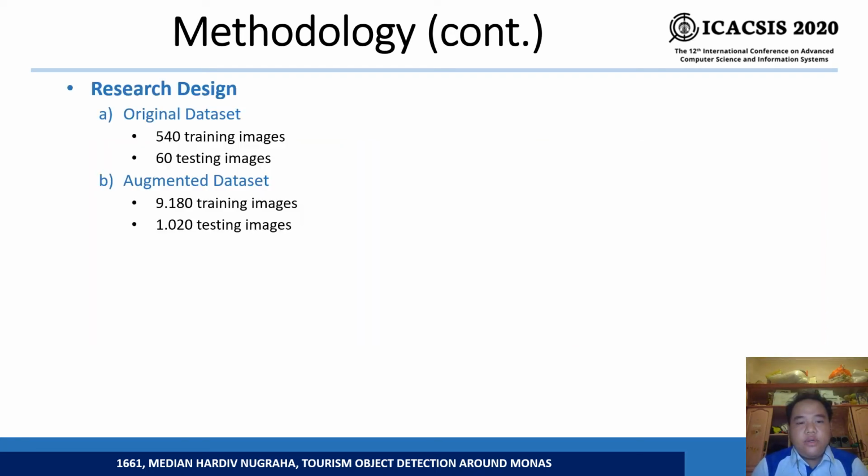And then for the research design, we use 540 training images and 60 testing images, with a total of 600 original dataset images. And then for the augmented dataset, by calculating 17 different functions, we have 9,180 training images and 1,020 testing images as well, for a total of 10,200 images.